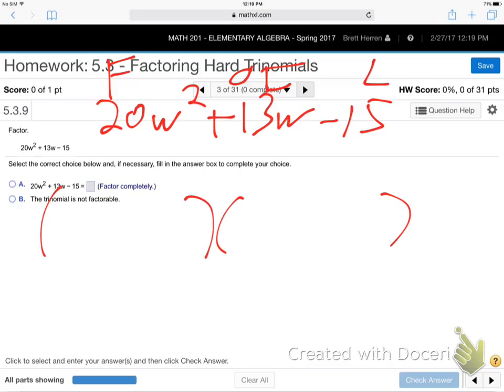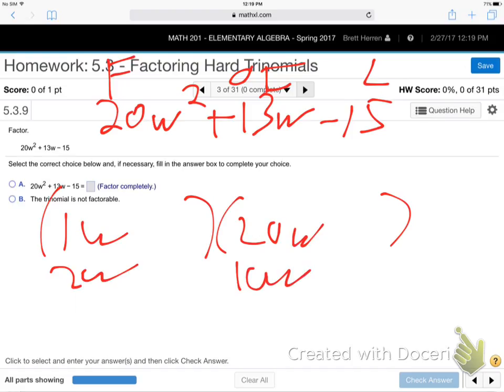How do I know what I want to use? You guys track with me? Couldn't I put a 1W and 20W? Couldn't I put a 2W and a 10W? Could I put a 4W and a 5W? They would all multiply to be 20W squared. It's trial and error. It's guess and check. It really is. Yeah, these are hard.